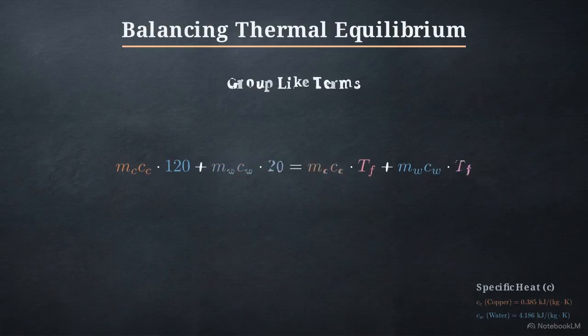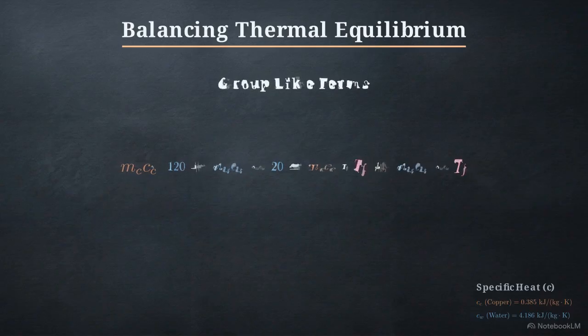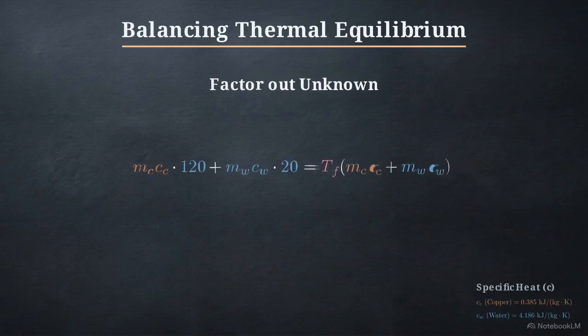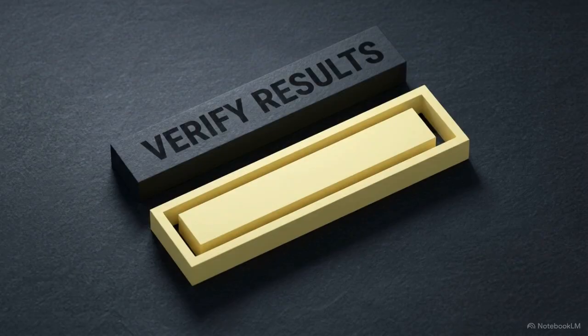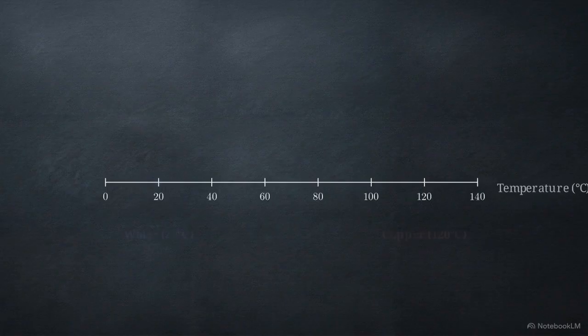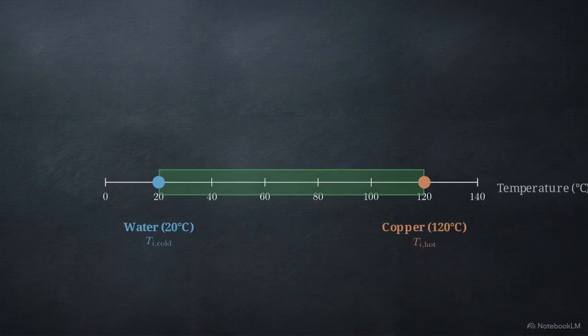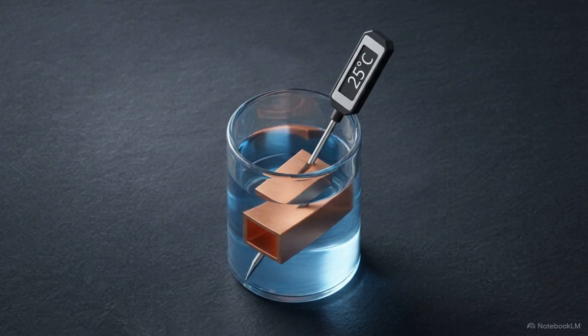Now we distribute the variables across the parentheses and combine our like terms to isolate T final on one side of the equal sign. Before calculating the final digit, we run a logic check. A correctly calculated final answer must land mathematically between the original hot and cold starting temperatures. Thermal equilibrium behaves as a predictable balancing point, governed by the conservation of energy.